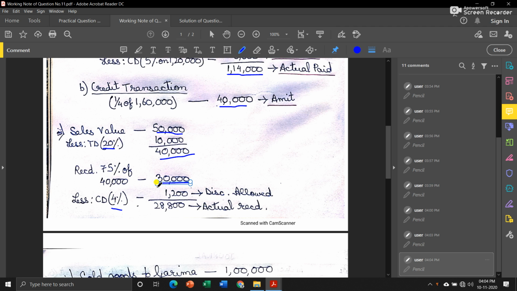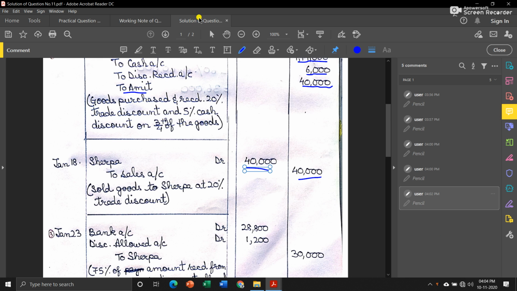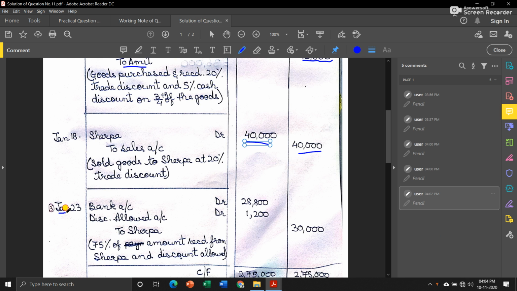So 4% of this 30,000 is 1,200. Now this discount is discount allowed by us. And after deducting this discount, the actual amount we received is 28,800. Now let us see the journal entry, January 23rd.